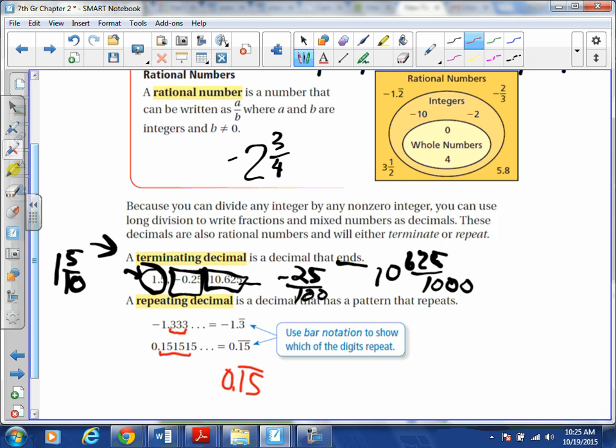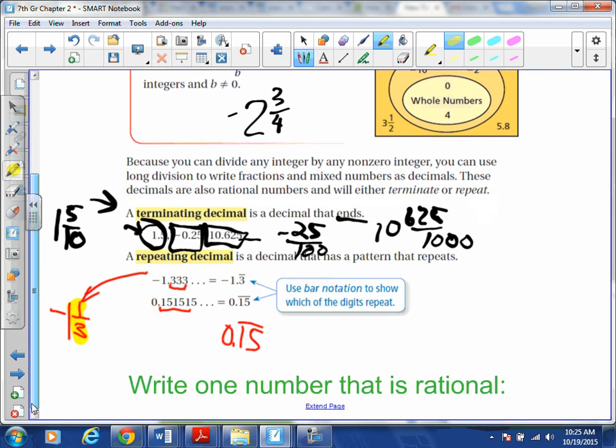All right, repeating decimals are rational because they also come from fractions. If you ever see a decimal that repeats, you know it comes from a fraction. For example, -1.3 repeating comes from the fraction -1 and 1/3. If you don't believe me, take 1 divided by 3 on your calculator. Guarantee you're going to get 0.33333333, right?